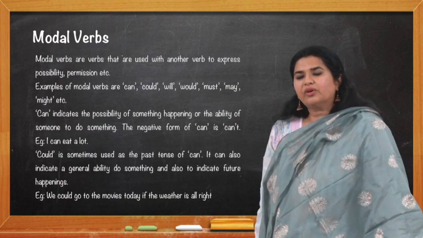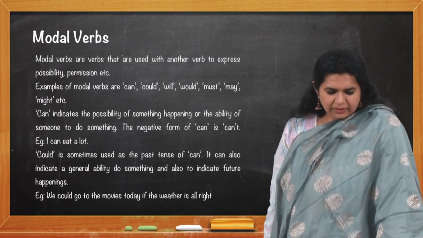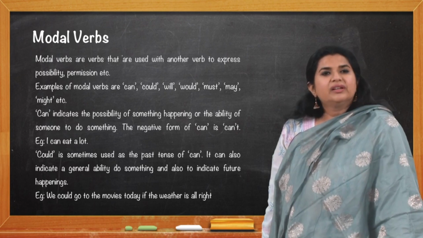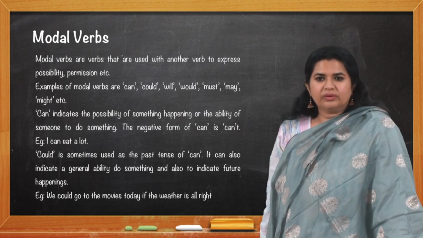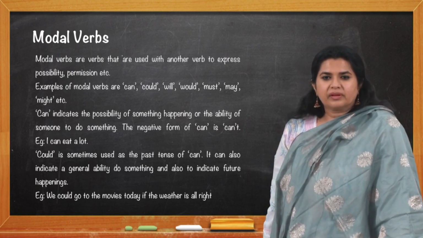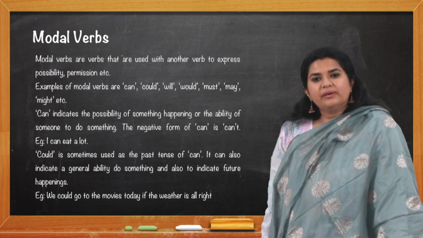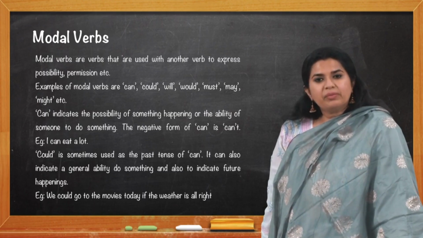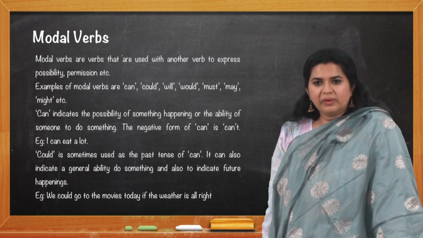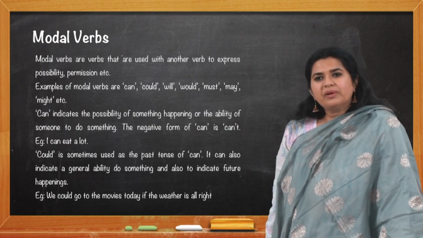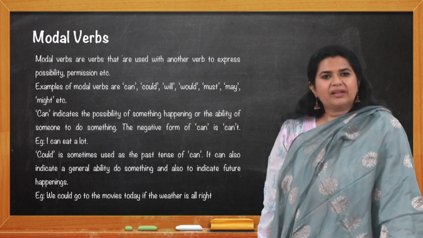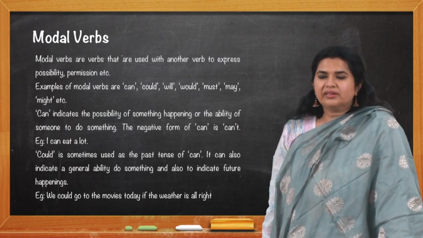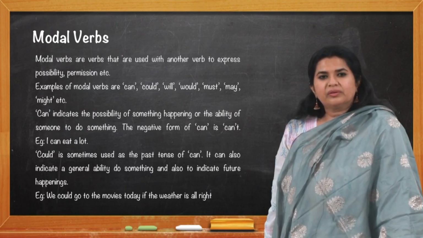And let us now look at what are modal verbs. The modal verbs are verbs that are used with another verb. They rarely stand alone. Most of the time they are used with another verb. Examples are can, could, will, would, must, may, might. In simple sentences they stand alone: I can do that, she can do that, she will do that, I must go now. So, go is also a verb.